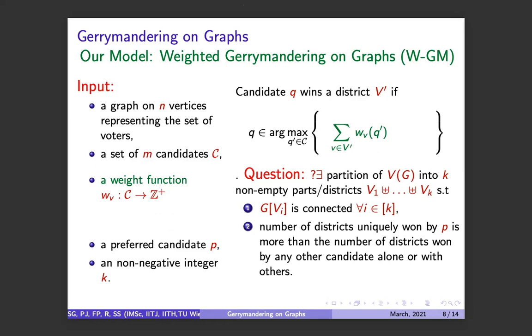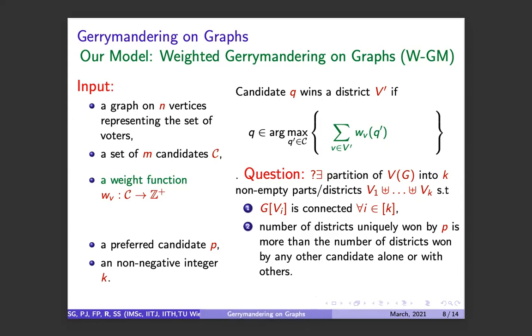Now with this new definition of the weight function, what does it mean to say that candidate Q wins in a district? Exactly the same thing, just that since the weight function has changed, we have changed this expression: it's again the sum of the total weights the candidate gains from the district, that is, from the vertices in the district. So the question remains the same, and this is a general model.